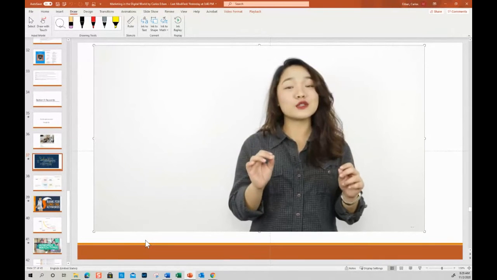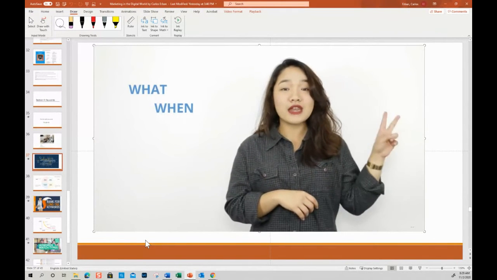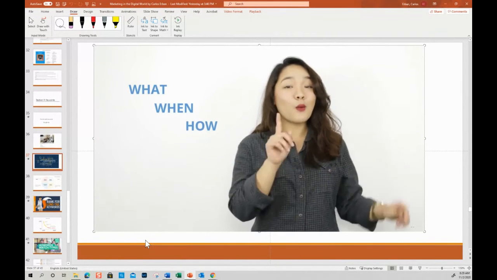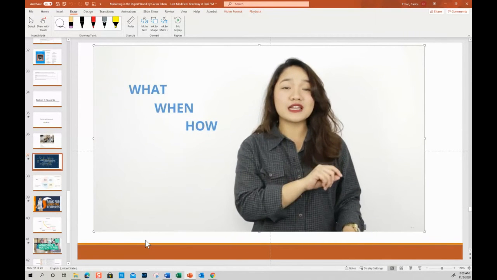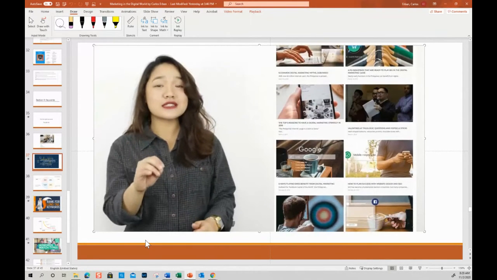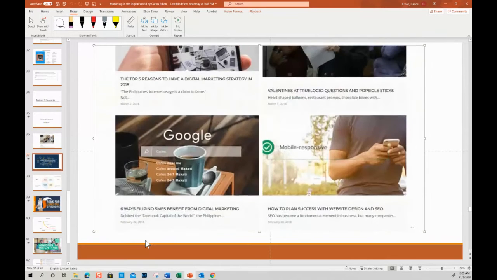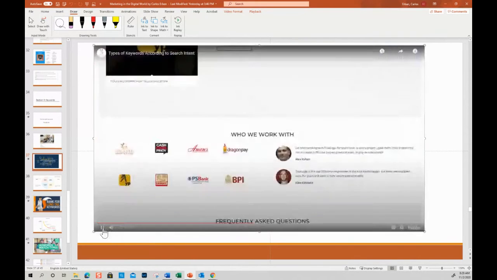These keywords include the words what, when, and how. One trick that you could use for your website is to include these words, let's say maybe about your business on a blog or on your FAQ section.